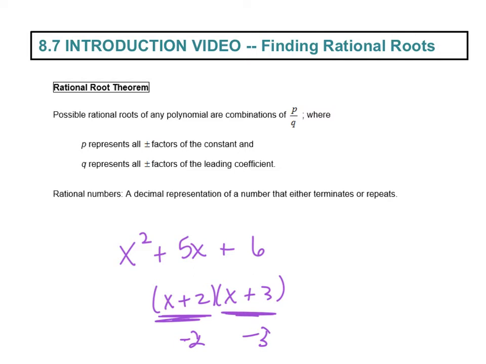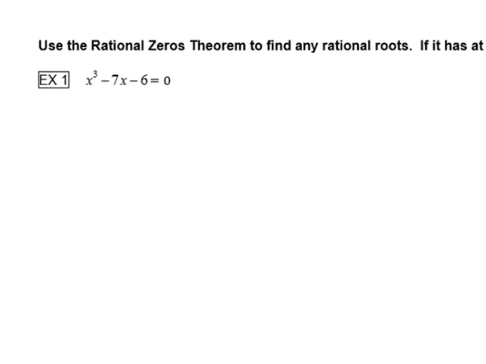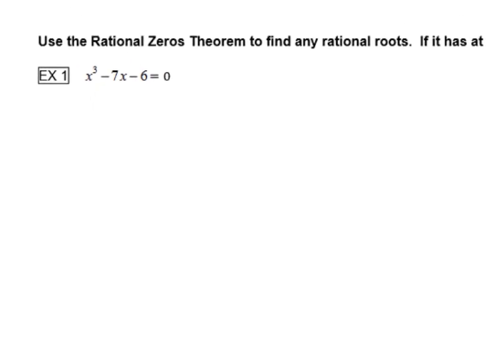And so how do you go about getting your rational roots? Well, that's where the rational root theorem gives us a guide to follow to get where we need to go. All right, so use the rational zeros theorem or rational roots theorem, same idea. A zero is the same thing as a root, to find any rational roots. If it has at least one, solve it completely. So what we want to notice with our example is we have everything on one side and 0 on the other side, so that's set up.